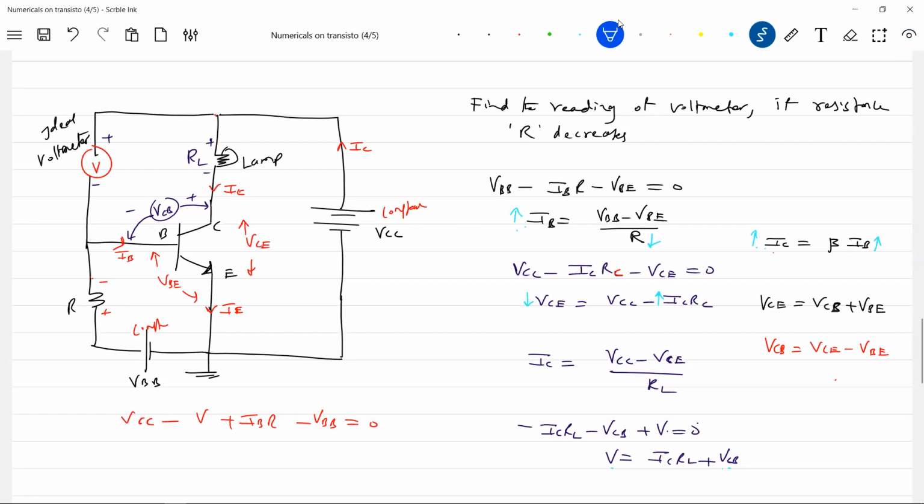IB increases according to the graph. This will be IB versus VB because it's a forward bias. If IB increases, then VB also will increase. If VB increases, VCB is decreasing, no? VCB decreasing and IC is increasing.